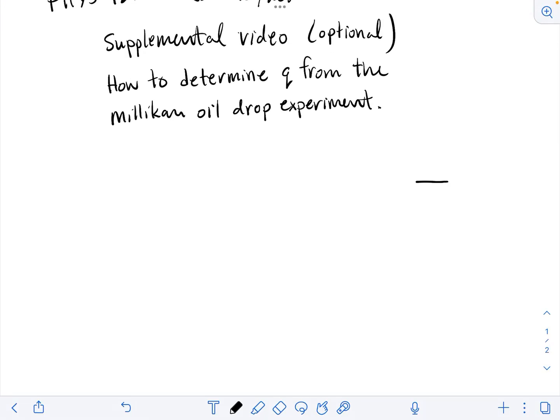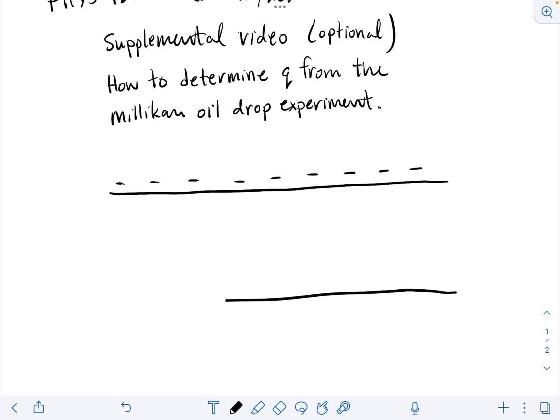We're going to have two plates. They're going to be charged. I'm going to choose to make the top plate negatively charged for the purposes of this drawing, and I'll make the bottom plate positively charged. There's going to be a small hole in the top plate, which I haven't drawn here, but through that small hole in the top plate, you spray some oil droplets, and I'm going to draw just one oil droplet, and I'm going to assume that it has some charge. Again, just for the purposes of this drawing, I'm going to choose that charge to be positive.